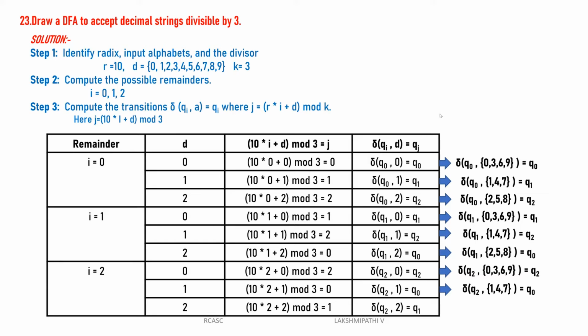Then once again 10 into 2 is 20, 20 plus 2 is 22, divided by 3 means remainder will be 1. The transition of q2 of 2 is equal to q1. That is, q2 of 2, meaning 2, 4, 8, the remainder will make it go to the state q1.